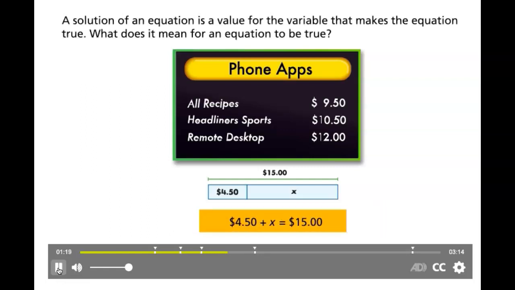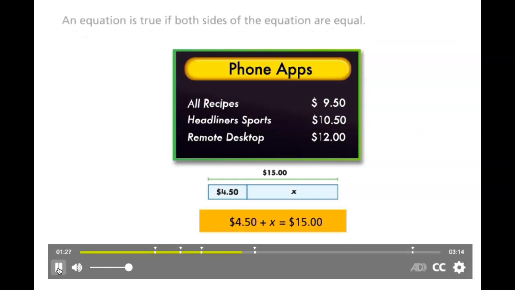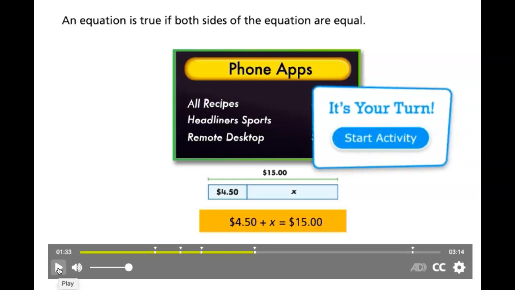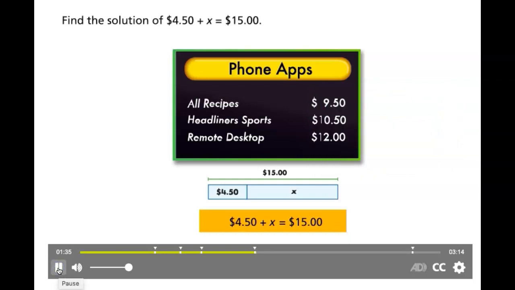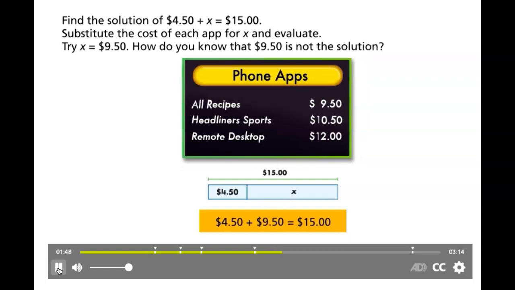A solution of an equation is a value for the variable that makes the equation true. What does it mean for an equation to be true? An equation is true if both sides of the equation are equal. Find the solution of $4.50 plus X equals $15. Substitute the cost of each app for X and evaluate. Try X equals $9.50. How do you know that $9.50 is not the solution?